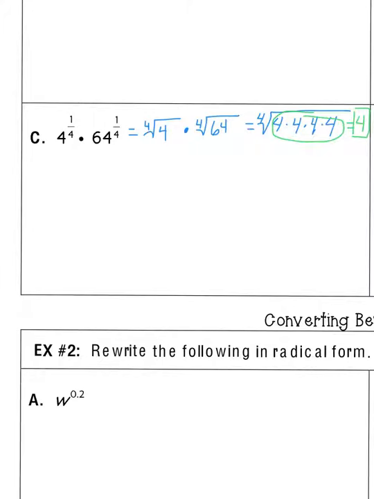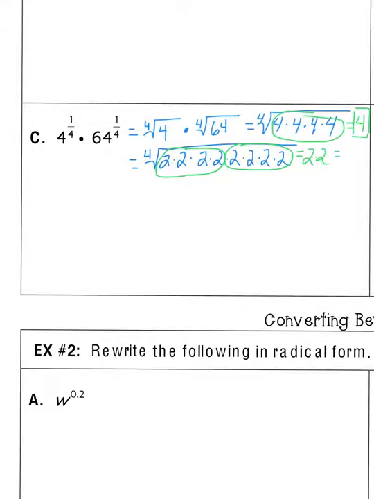If you wanted to break it down into all of its 2's, I've got the 4th root of 4 is 2 times 2, and 64 is 6 2's. Okay, so then I'm looking for groups of 4. So here's one group of 4, which means I have a 2 out in front, and then another group of 4, which means I have another 2, which 2 times 2 is still 4. So both of those get you the same answer.